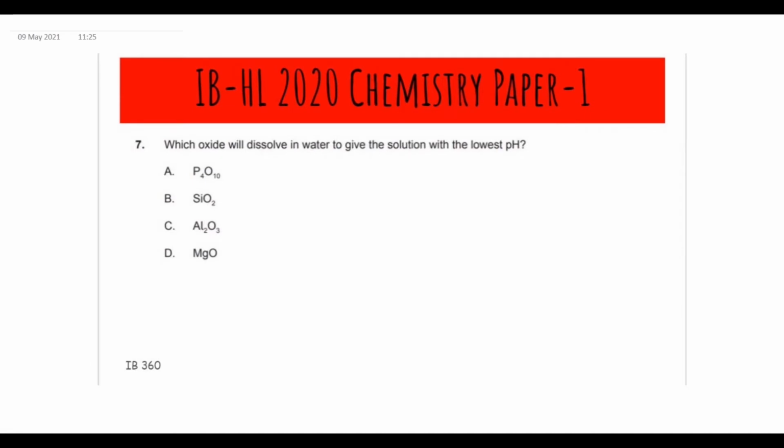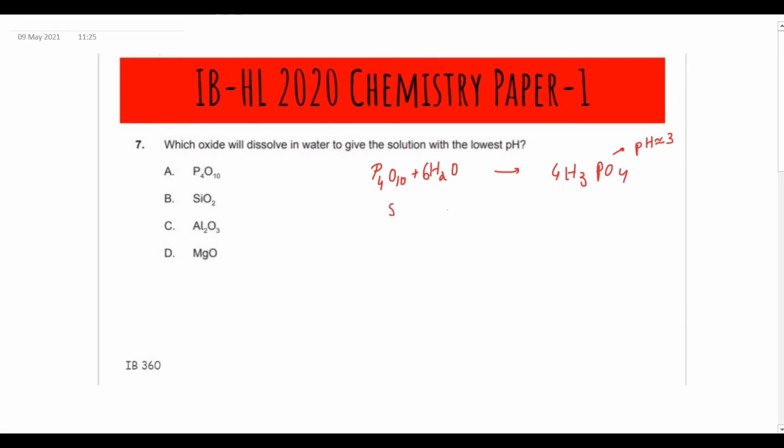Now, moving on to the next question. In this question, you have to identify which oxide will give the lowest pH when dissolved in water. So we have four options. Starting with the first one, P4O10. When we dissolve P4O10 in water, what we get is basically H3PO4, or phosphoric acid. To balance this, we will just put 4 here and 6 here. As it is an acid, its pH would be much less than 7. Its pH is approximately 3.